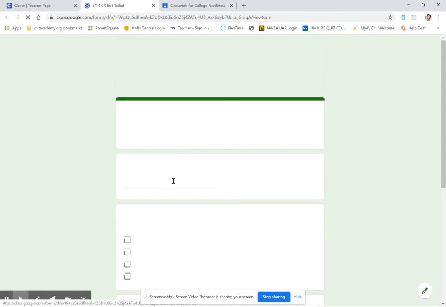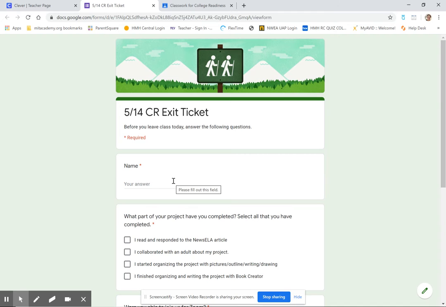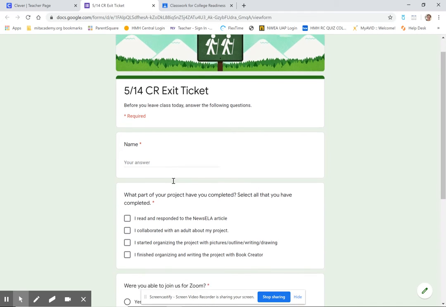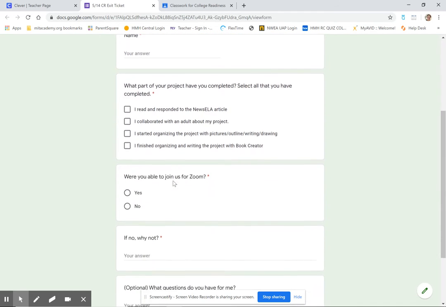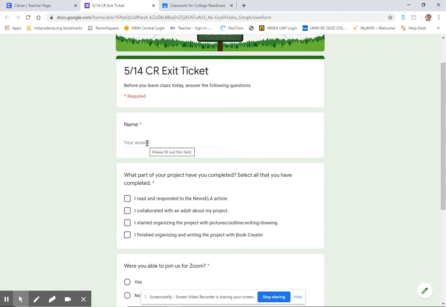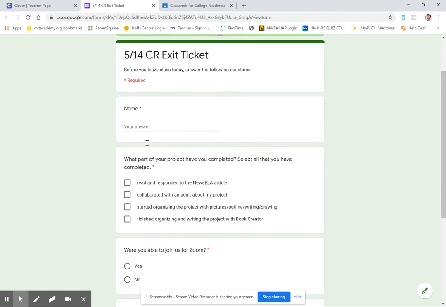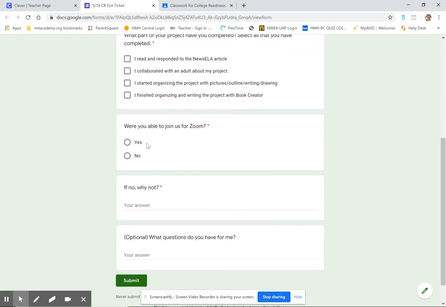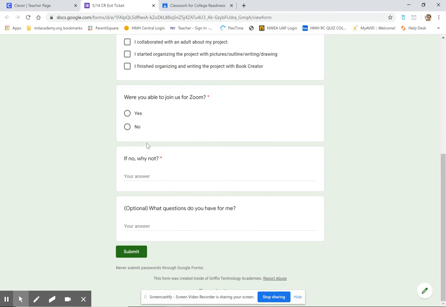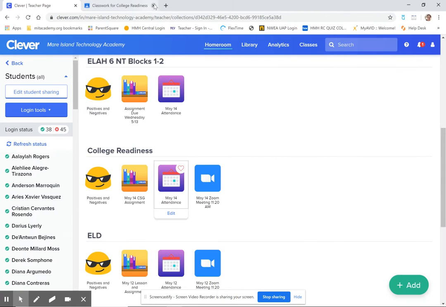You also need to make sure that you turn in the attendance ticket or exit ticket, which will give me a report at the end of the day of who was on College Readiness doing the exit ticket and what they have accomplished, and if they have any questions they can ask me all in one place.